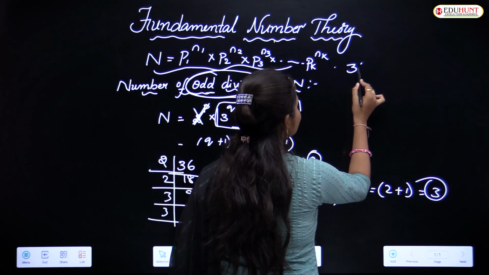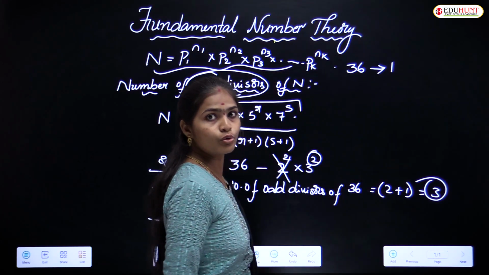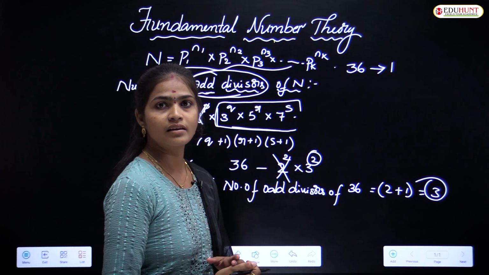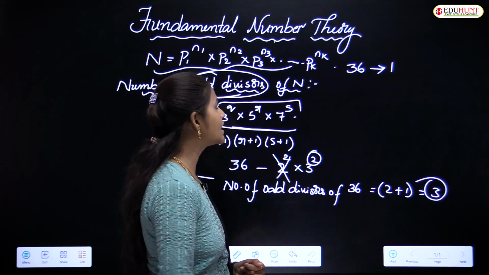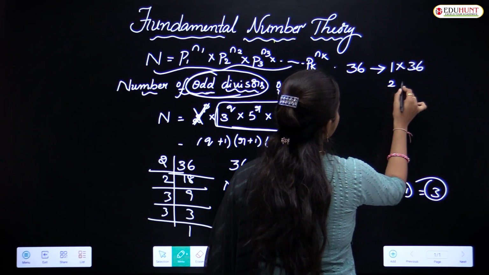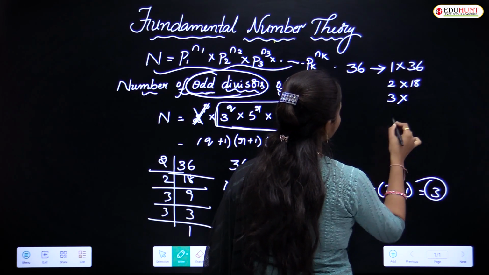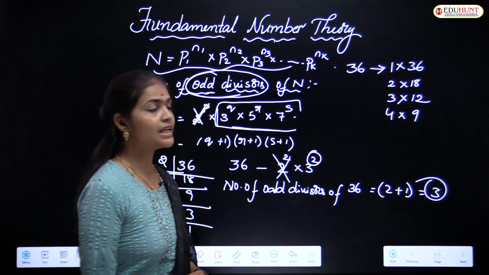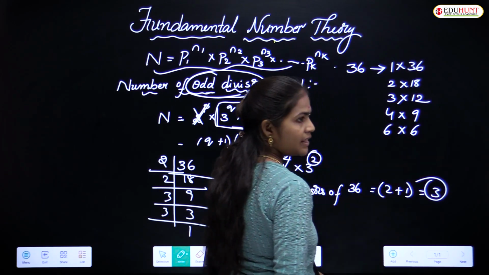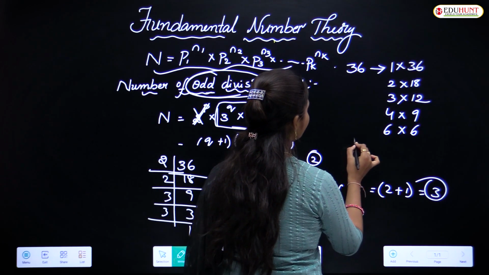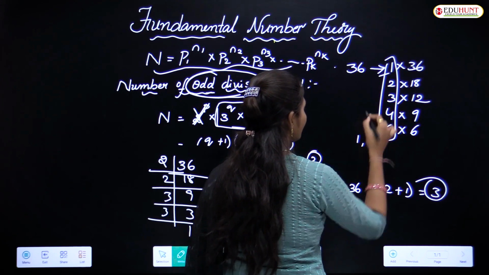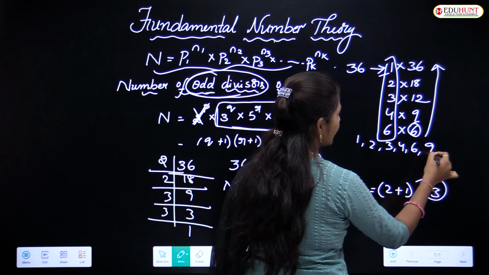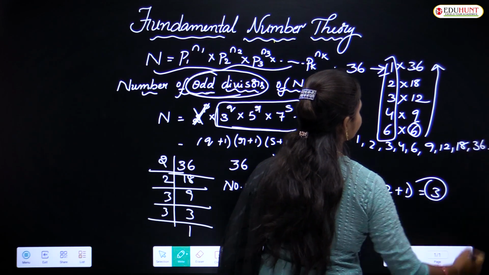Let us check that. We can write the factors of 36. We have 2 methods, the multiplication method or the division method, which we learnt in earlier classes. 1 into 36, 2 18s 36, 3 12s 36, 4 9s 36, 36 is not divisible by 5, 36 is divisible by 6, 6 6s 36. Next 7, 8 are not factors. Again in repetition you will get the same factors. So the factors are 1, 2, 3, 4, 6, 9, 12, 18, 36. Yes or no?